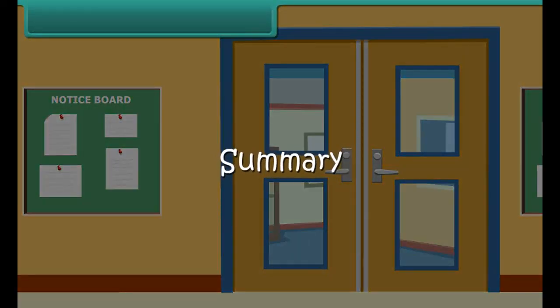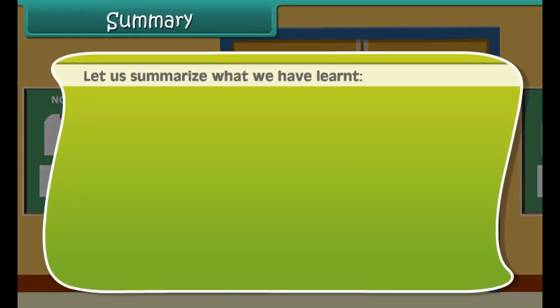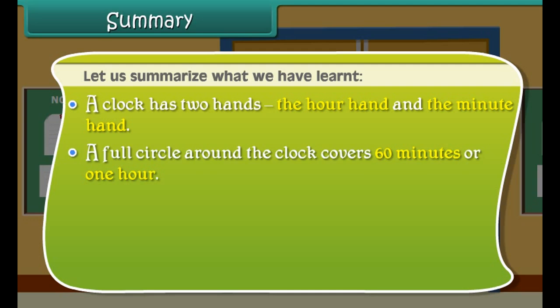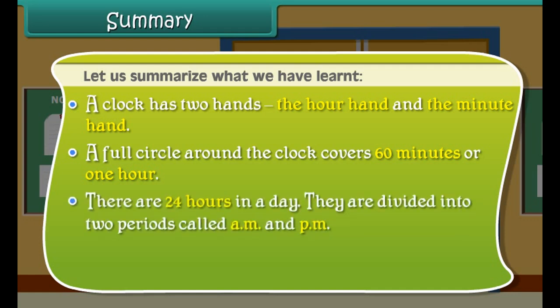Summary. Let us summarize what we have learned. A clock has two hands, the hour hand and the minute hand. A full circle around the clock covers 60 minutes or 1 hour. There are 24 hours in a day. They are divided into two periods called AM and PM.